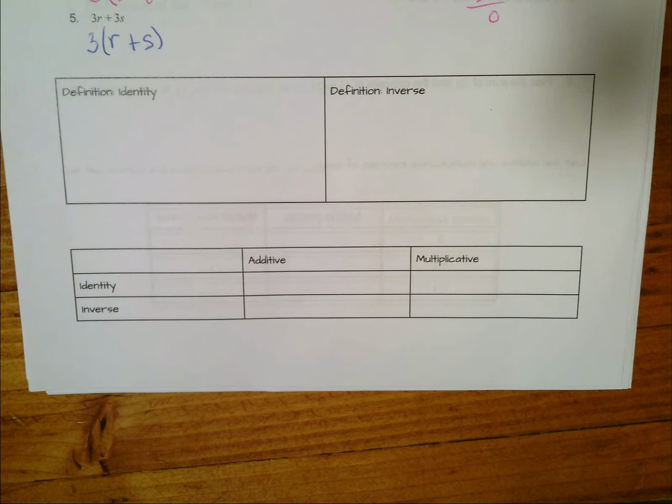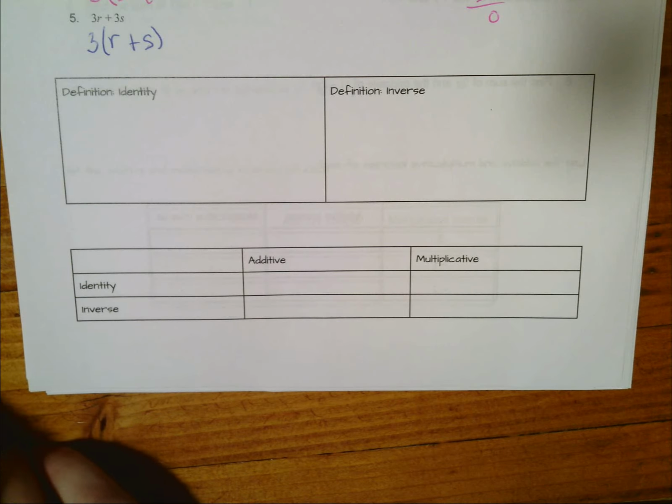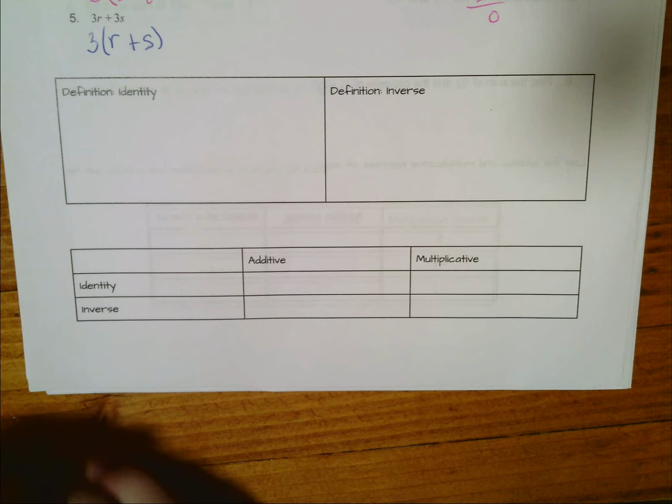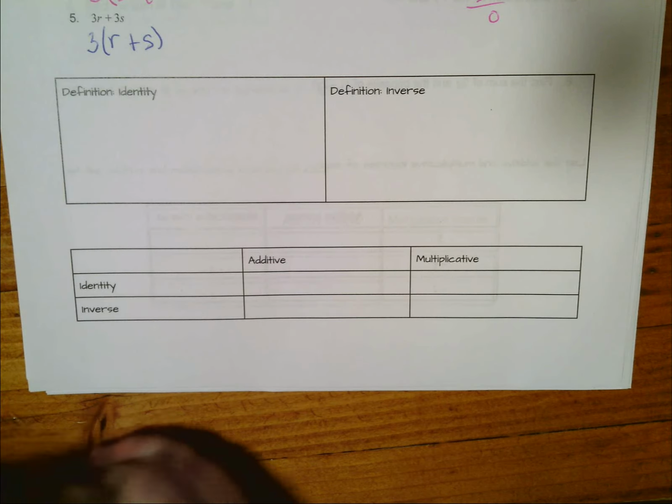Let's define identity and inverse. Even if these are terms you haven't heard in a while, you've probably heard them before. An identity is a number that when I apply it to another number, it doesn't change the first number's value. So let's define that a little more clearly.